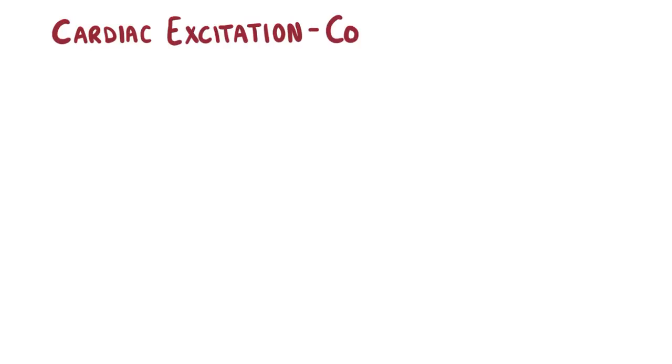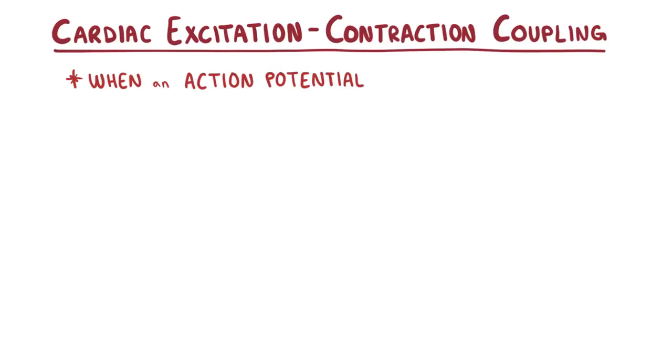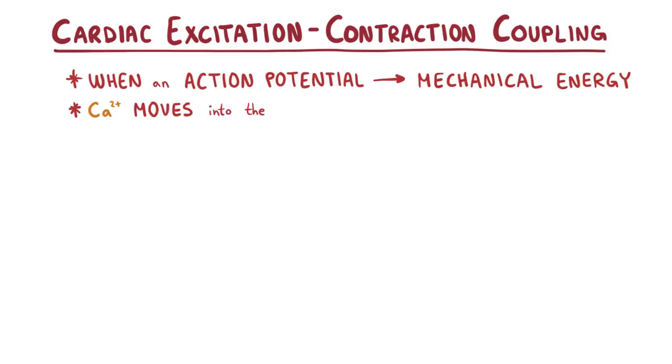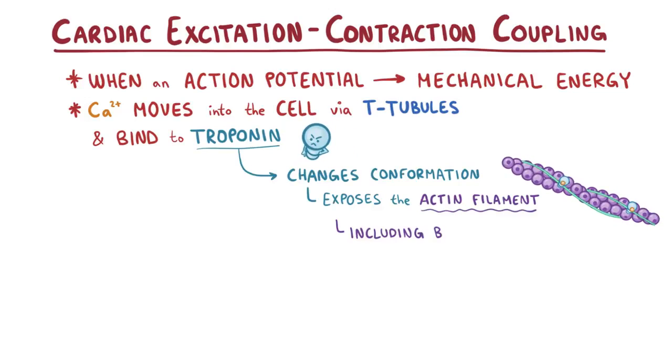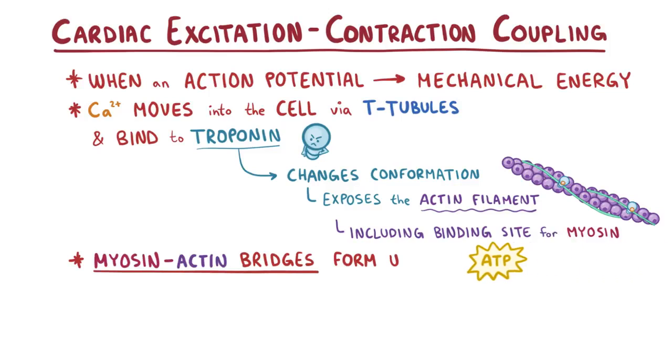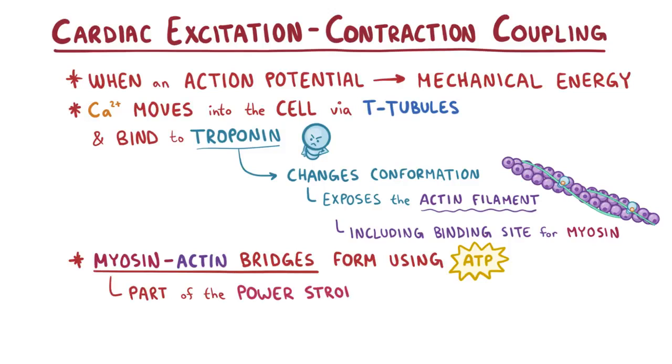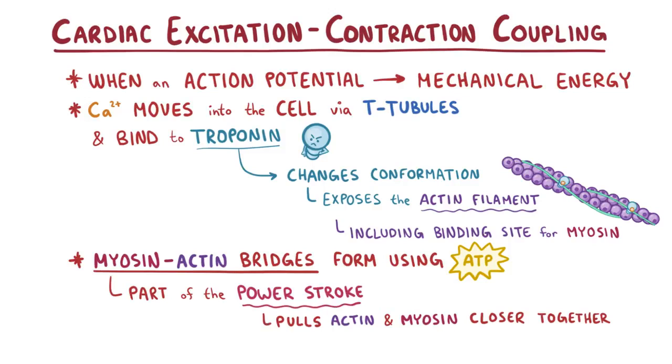Alright, as a quick recap. Cardiac excitation contraction coupling is when an action potential is converted into mechanical energy. Calcium ions move into the cell via T-tubules and bind to troponin. The troponin changes conformation and exposes more of the actin filament, which has binding sites for myosin. Myosin-actin bridges form using ATP and are part of the power stroke that pulls actin and myosin close together, forming the basis for muscle contraction.